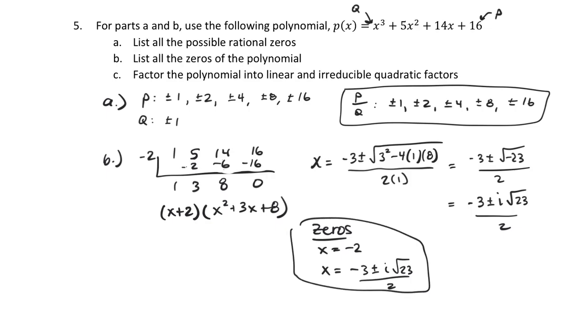all over 2. Now for part C, it says to factor the polynomial into linear and irreducible quadratic factors, which actually is what we had right here. We have a linear and an irreducible quadratic. So for part C, we can list p of x as x plus 2 and x squared plus 3x plus 8.